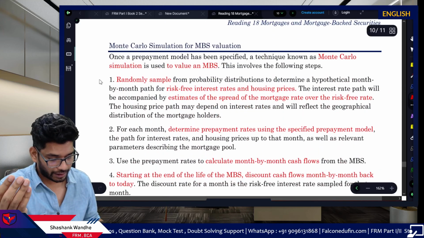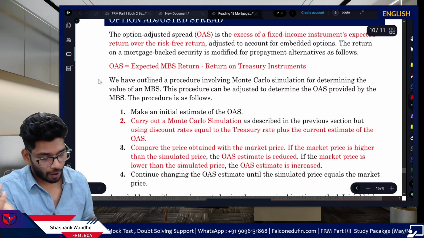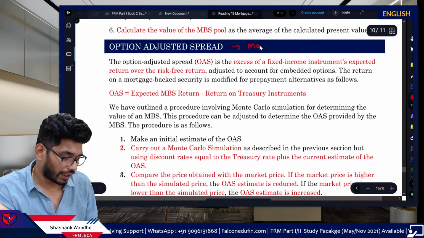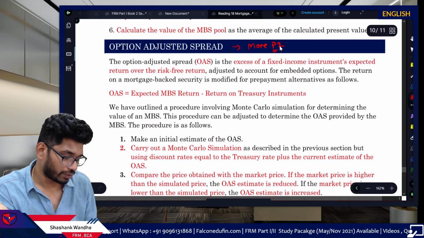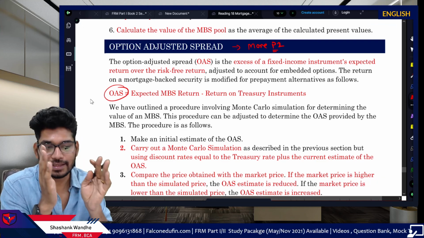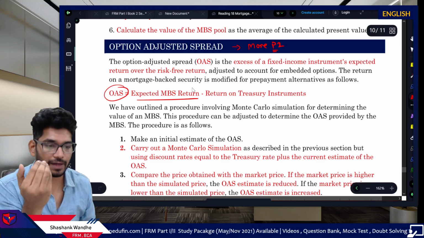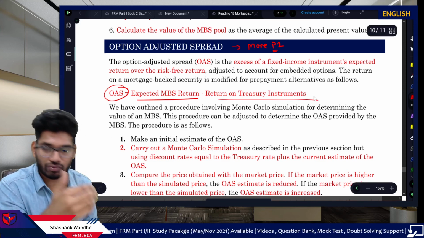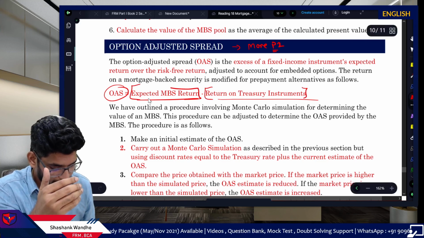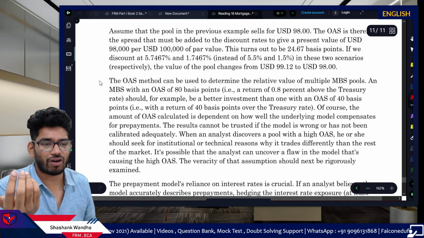Then there is valuation of MBS pool. This is completely theoretical discussion, like how you can use the Monte Carlo simulation and everything. Then there is an option adjusted spread. Again, more in FRM part 2. Right now, for option adjusted spread, OAS, you have to only remember the OAS, the spread is difference between the expected MBS return, whatever is the return on the MBS for the investor, minus return on the treasury instruments. Okay, like this.